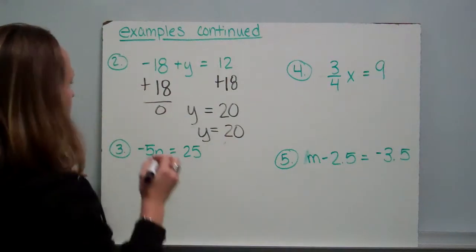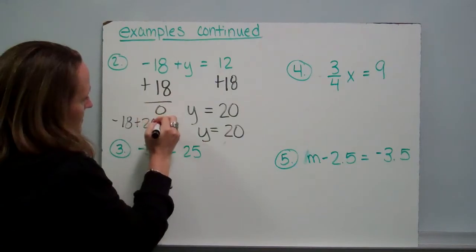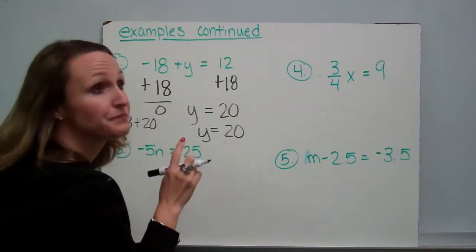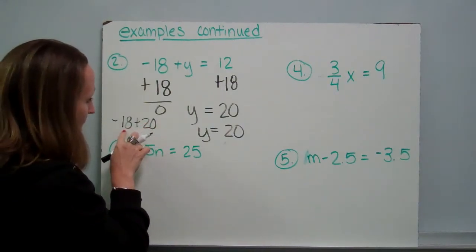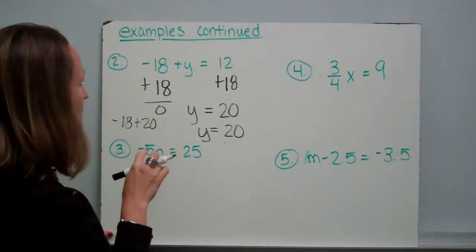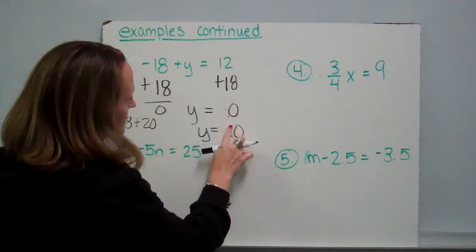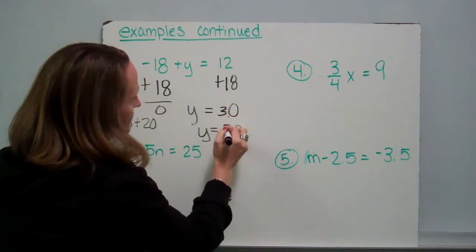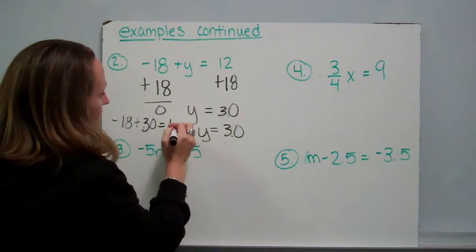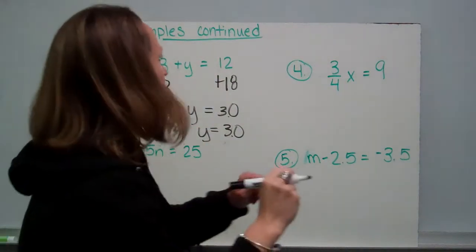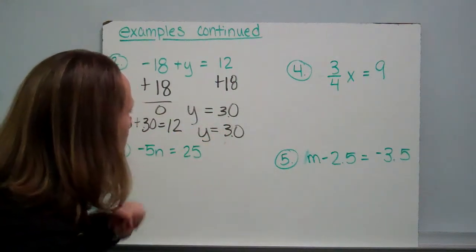And if I checked that over here and did negative 18 plus 20, remember, same signs, add and keep, different signs subtract. That's the same as doing 20 minus 18. Wait a minute. This is not 20. This should be 30. 18 plus 30 should give you 12. Good catch, Miss Ernest. So we should have y equals 30.